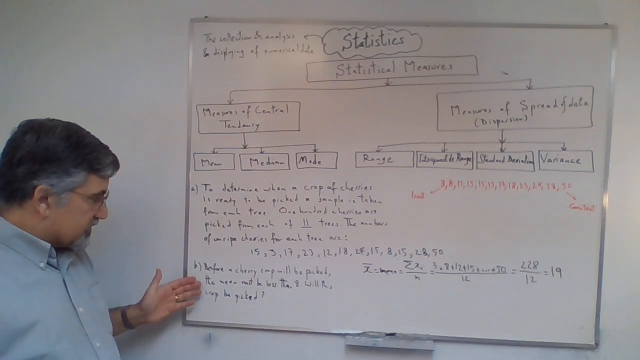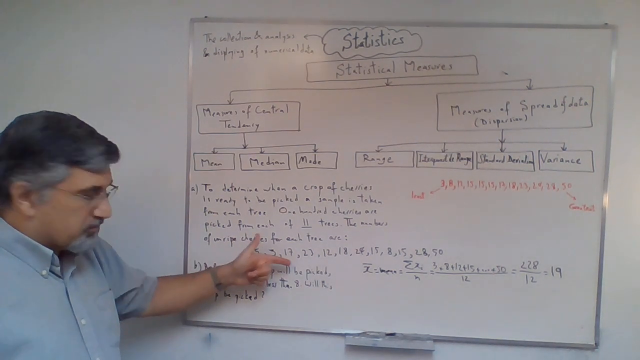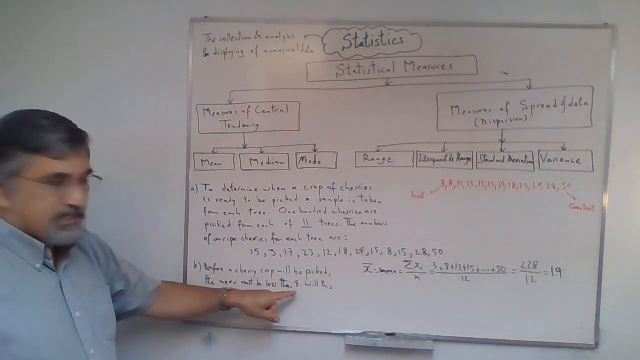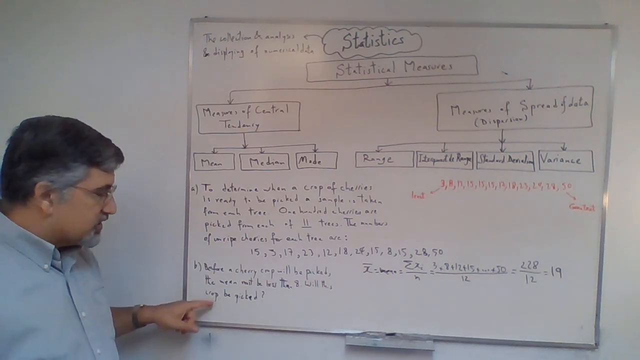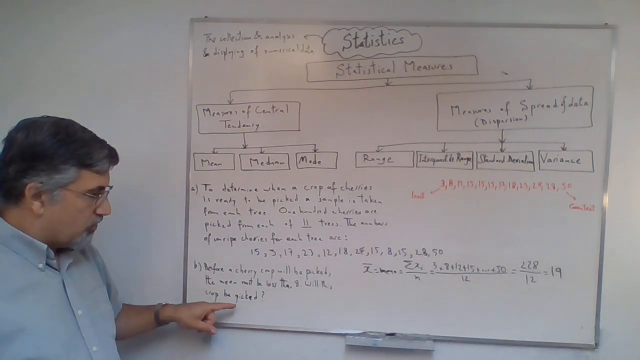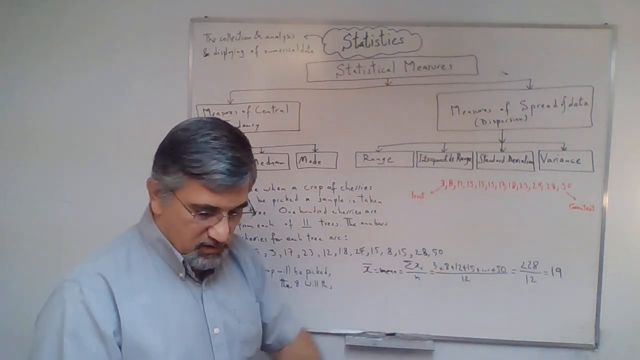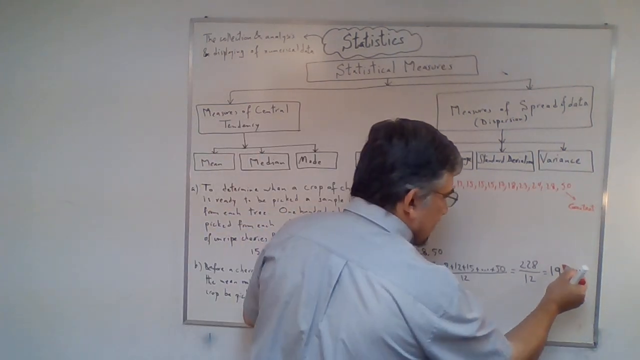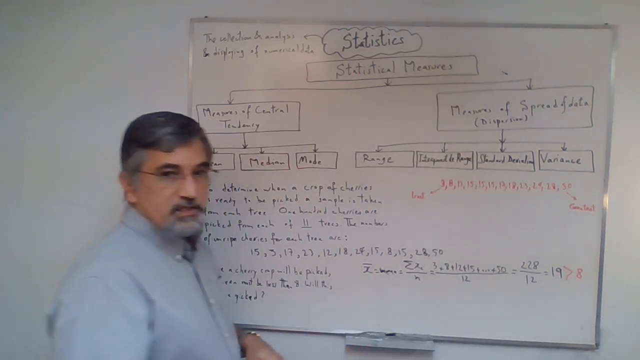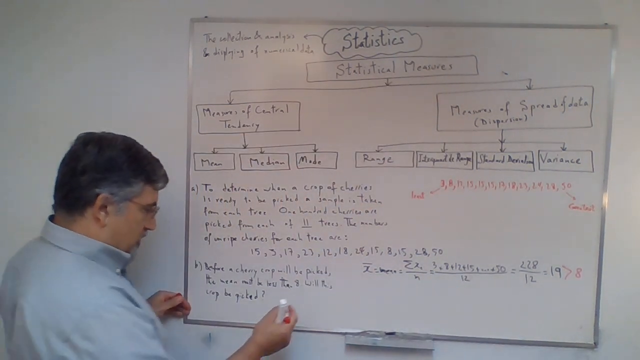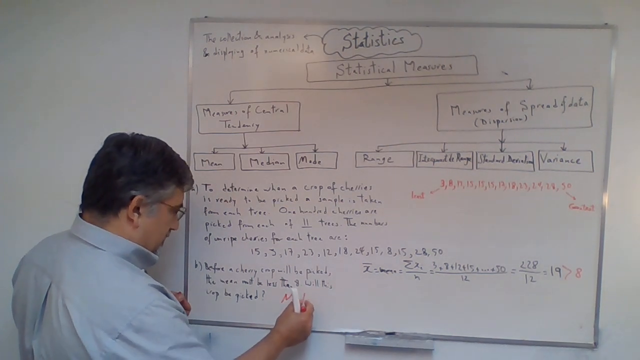And the question says, before a cherry crop will be picked, the mean must be less than 8. Okay, will this crop be picked? Yes or no? Well, we got 19, which is way larger than 8. So the answer is, unfortunately, no. We're going to say no.